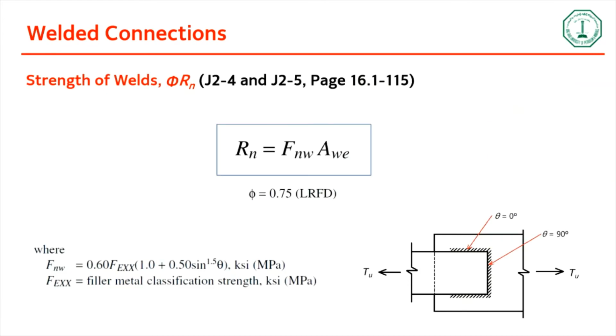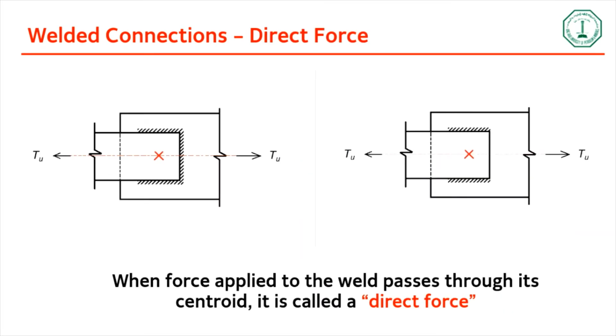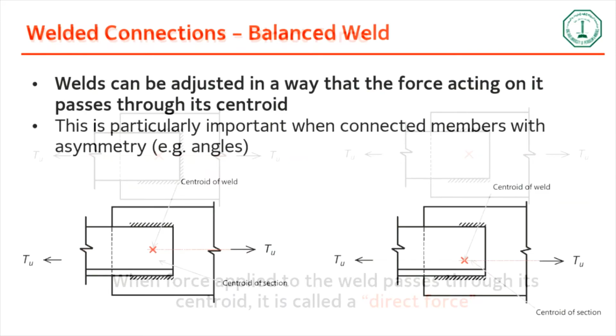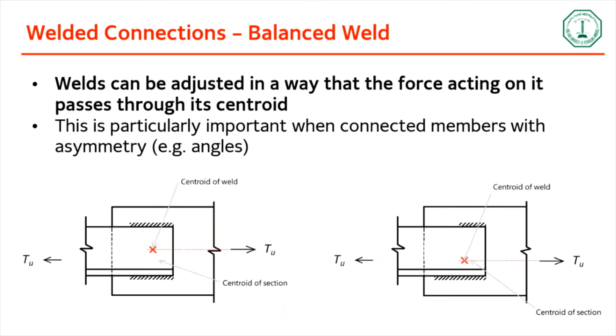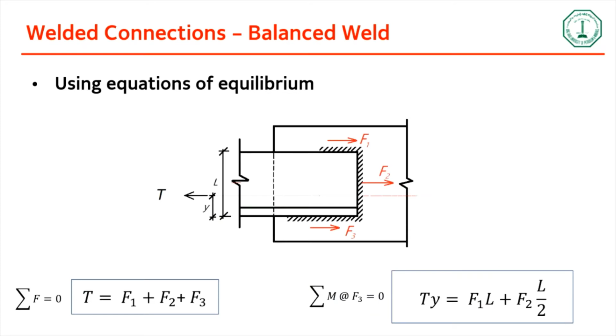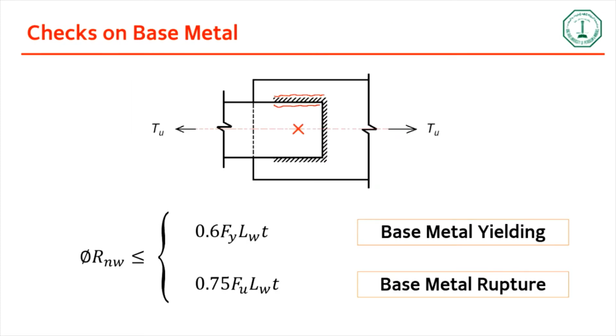And then you have this equation. This is from the manual. Now you have something called the direct force. The first problem will be on this particular type of connection. And then you have something called the balanced weld. It is when we adjust the length of the weld so that the centroid of the weld is located on the line of action of the force, or the centroid of the cross section, which makes it like a direct connection. So these are the equilibrium equations that we use to find the lengths, and these are the checks that we do.